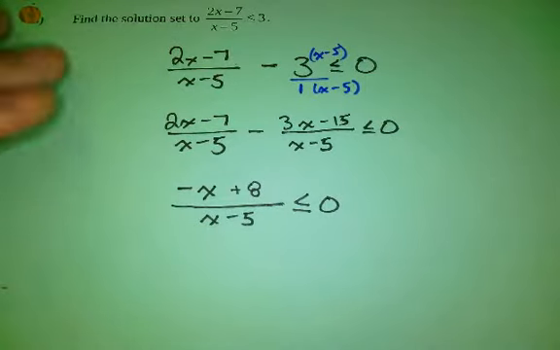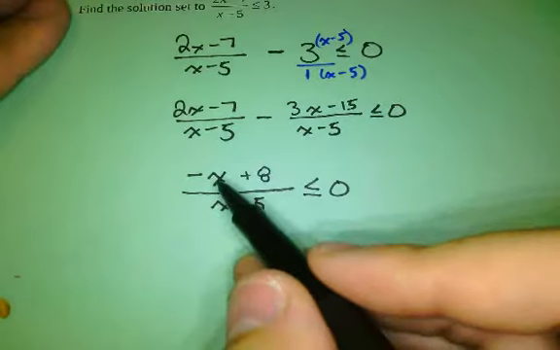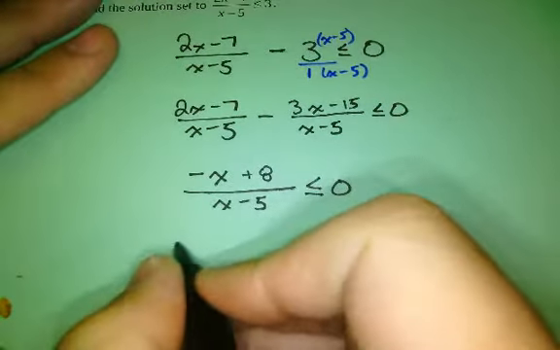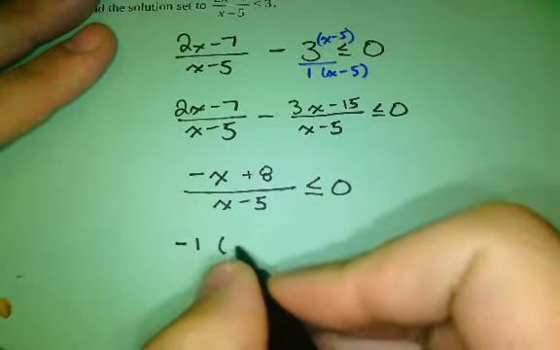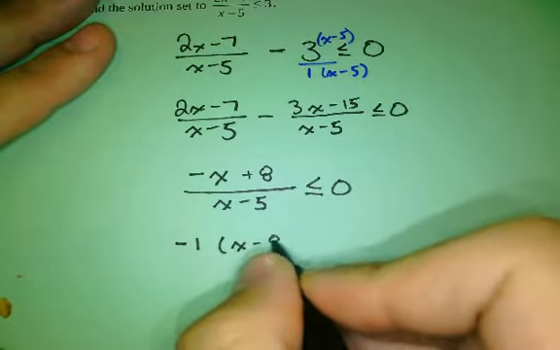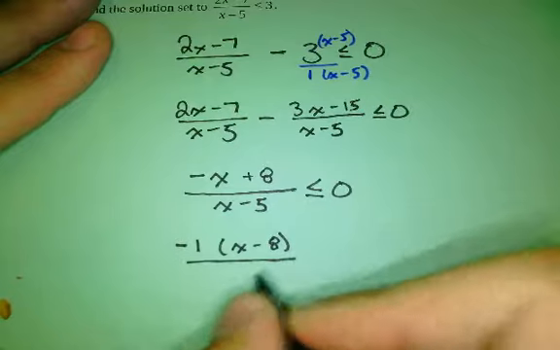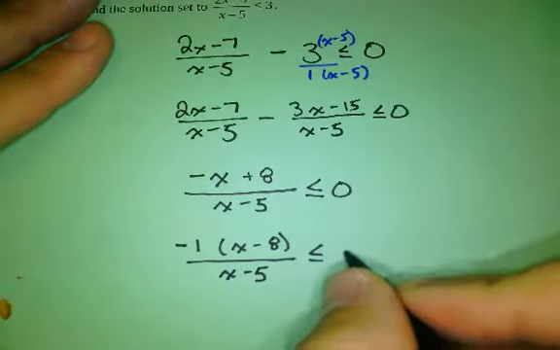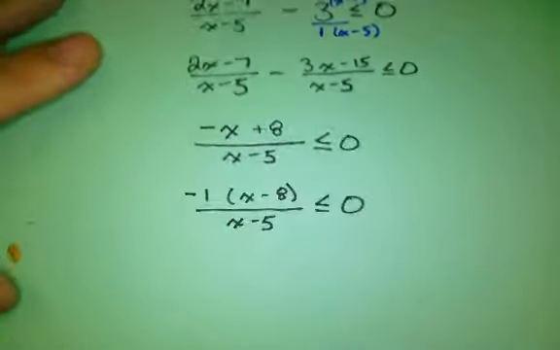Now this is a hot take here. This is my opinion. I don't like having negatives in front of my highest power stuff. I don't. So I'm going to divide it into negative 1 for fun. So it becomes x minus 8 on top. Bottom stays the same. I didn't touch the bottom. Alright, that's my hot take.